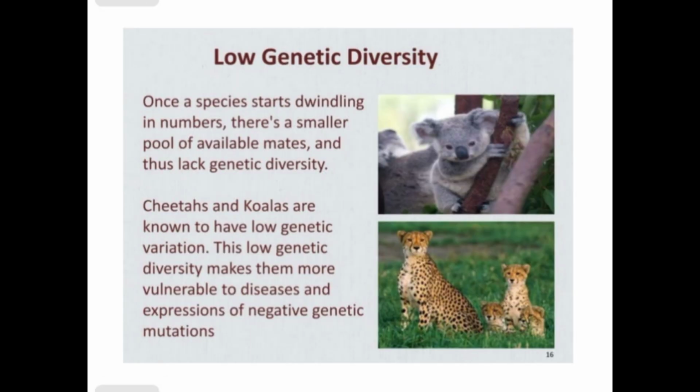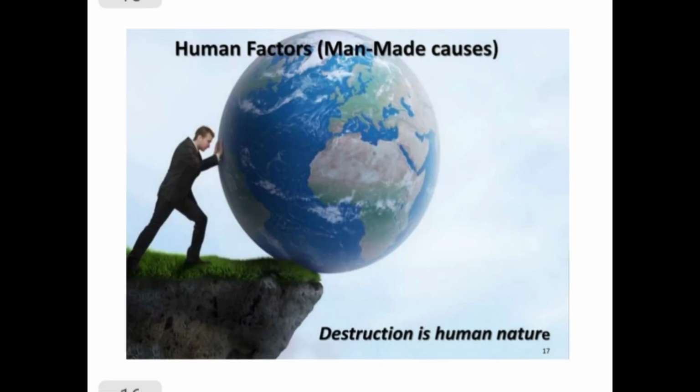Low genetic diversity. Once a species starts dwindling in numbers, there are smaller pools of available mates and thus a lack of genetic diversity. Examples are cheetahs and koalas, which are known to have low genetic variation. This low genetic diversity makes them more vulnerable to disease and expression of negative genetic mutation.